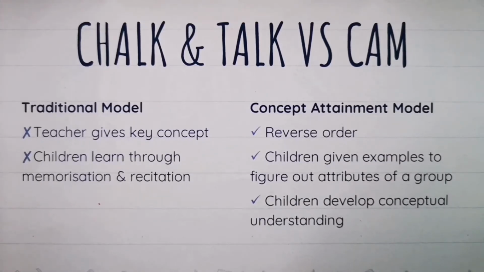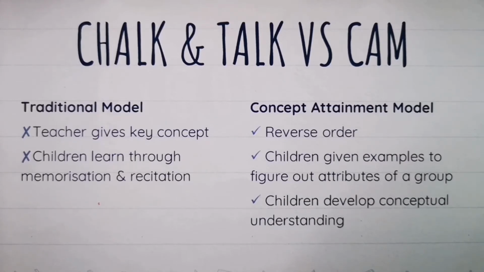However, in concept attainment model, the teacher will reverse the order. In this concept, students are presented with some examples. Then students figure out the attributes of the group or category that has already been formed by the teacher. Students will figure out the concept and can develop a strong conceptual understanding on the topic that is chosen by the teacher. Therefore, the model encourages students to think critically, enhances their problem-solving and decision-making skills. It is a fun teaching and learning experience using this concept.